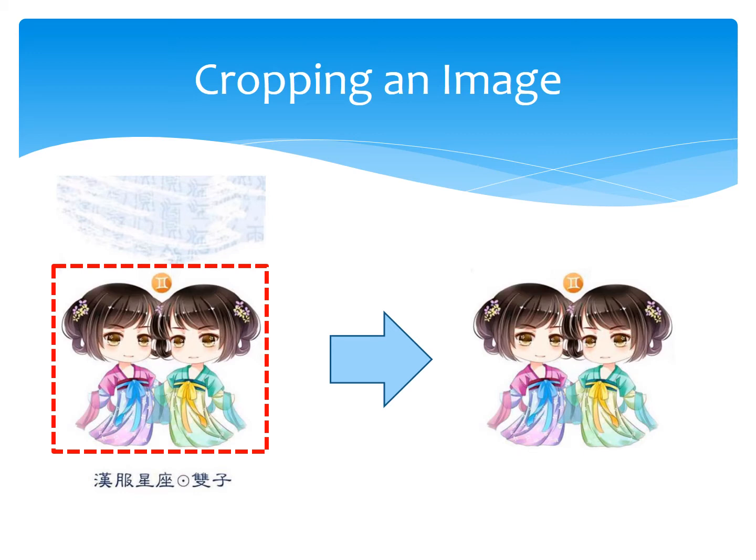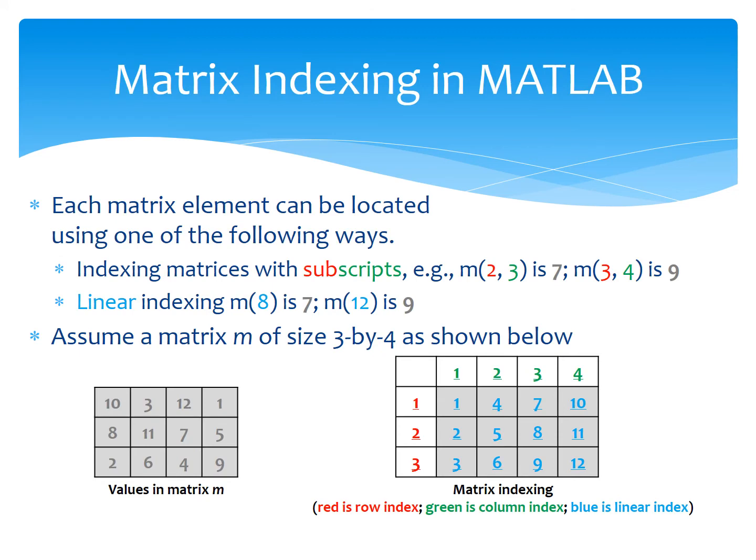The cropping process can be considered as extracting a subimage from the original image matrix, which can be easily achieved using MATLAB matrix indexing. In MATLAB, each matrix element can be located using subscripts or linear indexing. For example, assume we have a matrix M of size 3 rows by 4 columns, as shown on the left. We can locate any elements in M as shown on the right.